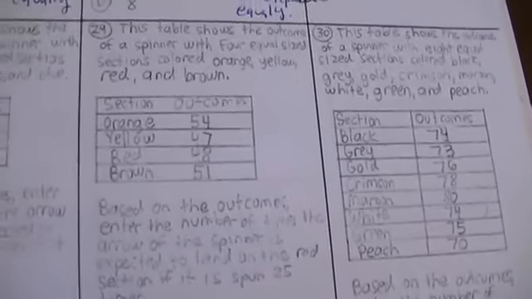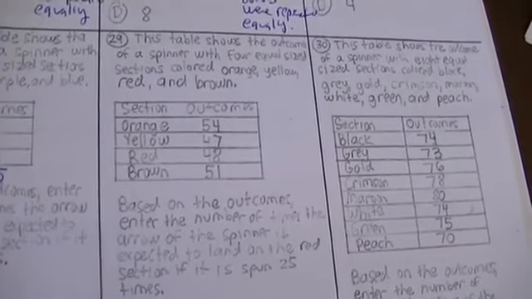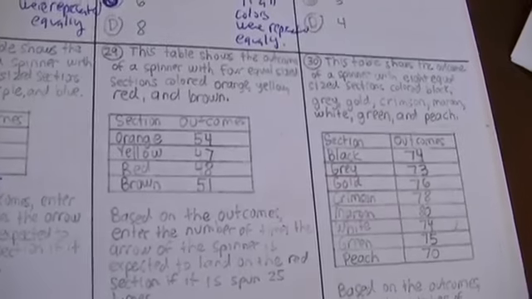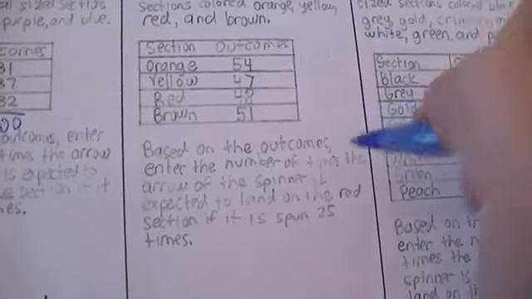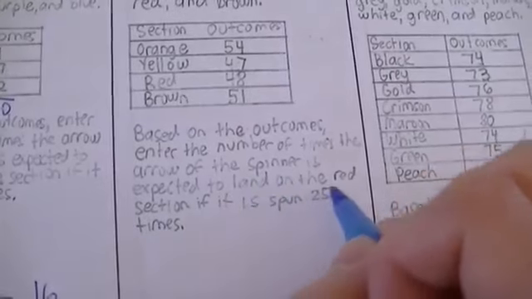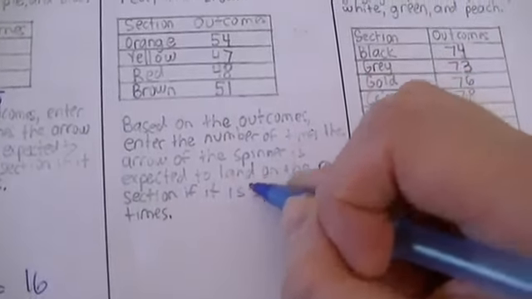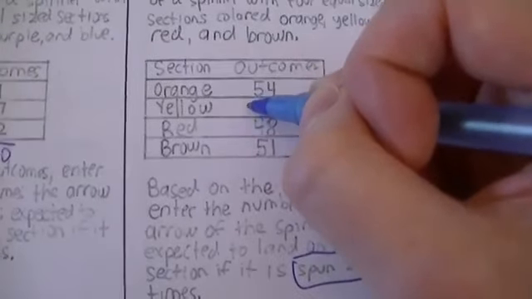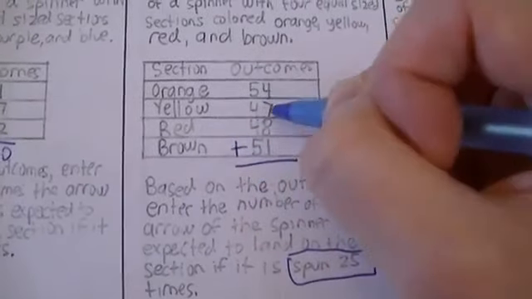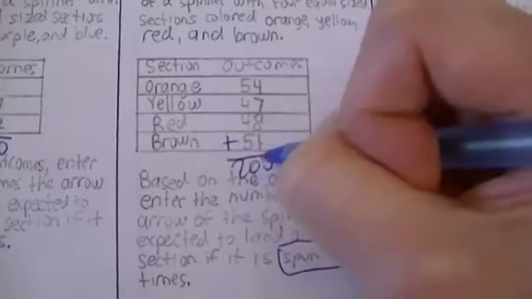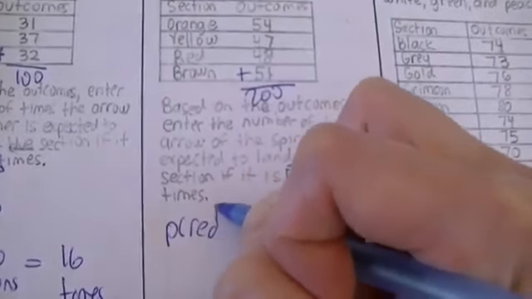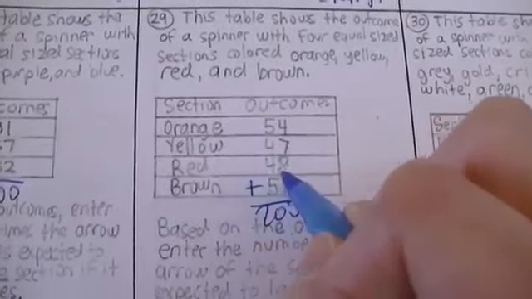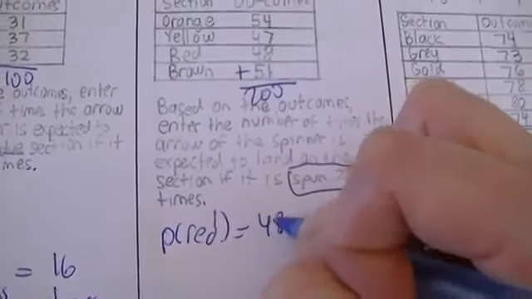Okay, this table shows the outcomes of a spinner with 4 equal size sections colored orange, yellow, red, and brown. Based on the outcomes, enter the number of times the arrow of the spinner is expected to land on red if it's spun 25 times. Okay, so let's see how many times they got for this data right here. That plus that plus that plus that. This equals 200. Okay, and we're looking at red. So probability of it being red, given the data from this experiment, the results 48 out of 200.